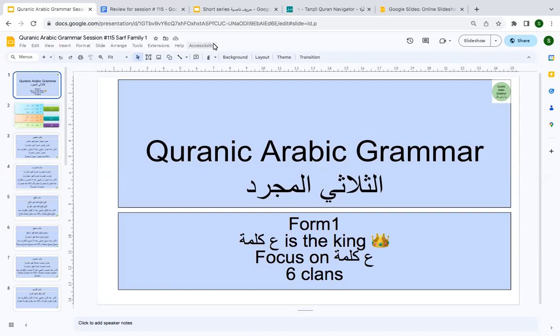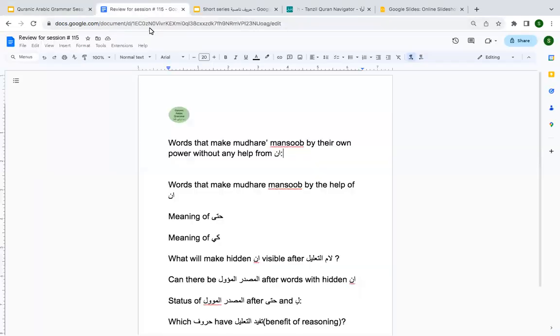Ameen ya Rabbil Alameen. So here we are with our session number 115, and we are going to inshallah start our session with a quick review, inshallah. So let's start. Bismillah ar-Rahman ar-Rahim.